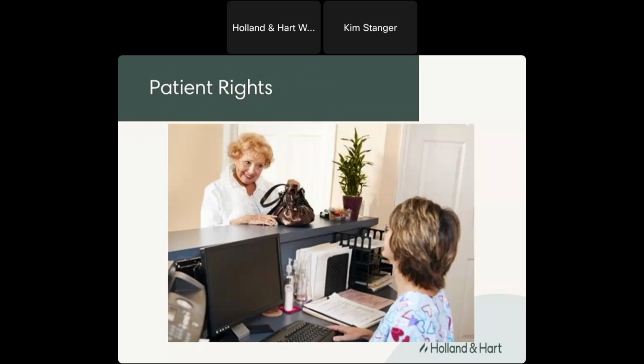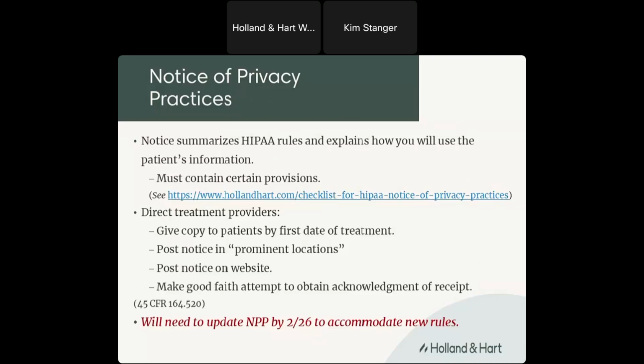Let's talk about patient rights. HIPAA not only protects patient information, but it also gives patients certain rights concerning their information. The first right they have is a right to receive a notice of privacy practices that explains to them how you're going to handle their information. The requirements for that notice are all set out in 45 CFR 164.520. If you haven't updated your notice of privacy practices recently, you should pull that up and update it to ensure that the notice contains the required statements and the required elements so that you can comply with those notice requirements.